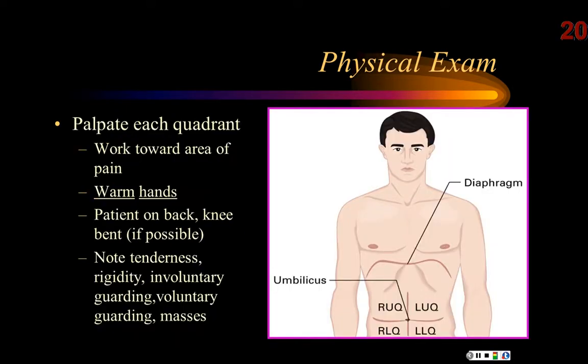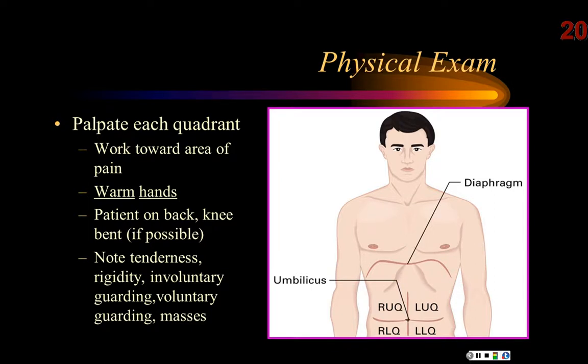All right. So look at this. Palpate each area of the quadrant working towards the pain. Try to warm your hands, okay? Ideally, you want to put them on their back with their knees bent if possible. That's generally where they're going to be most comfortable. Also, it takes some of the pressure off their lower back. Note tenderness, rigidity. So, is it hard?